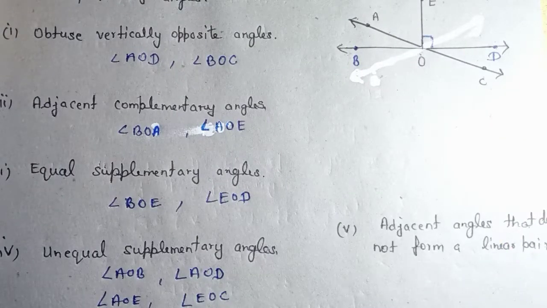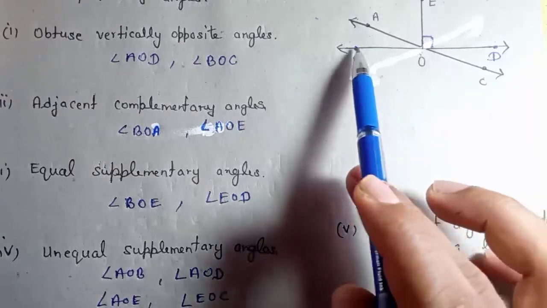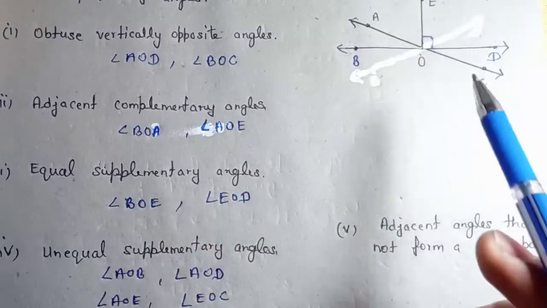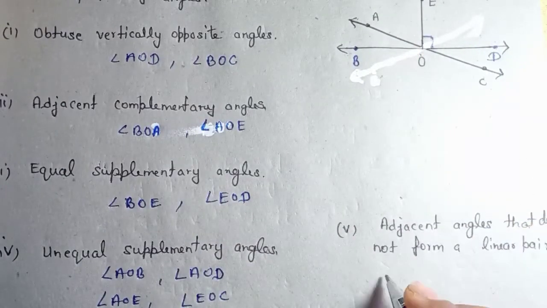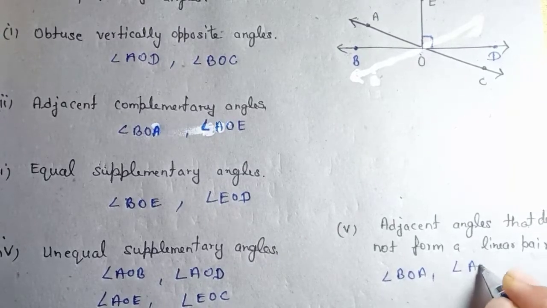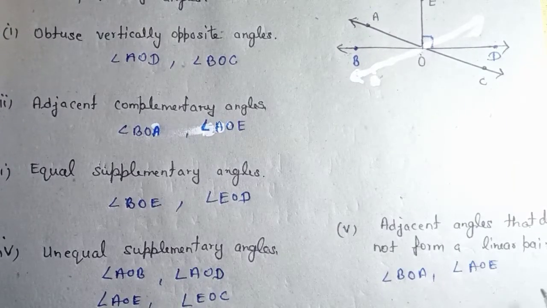And we have the last part of the question, which is adjacent angles that do not form a linear pair. Here in this figure you can see this pair means BOA and AOE do not form a linear pair, so you can write they are adjacent. So write BOA and comma AOE. This is the first pair. Now find second pair.